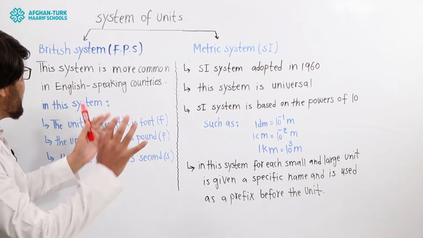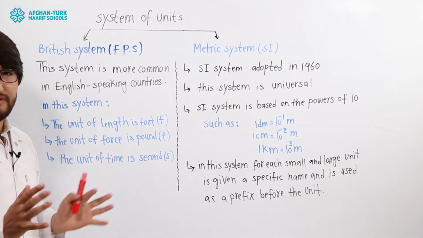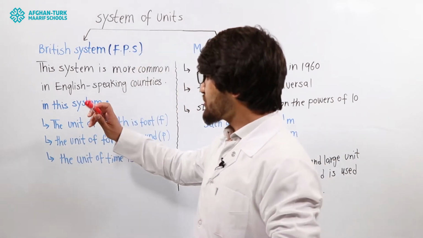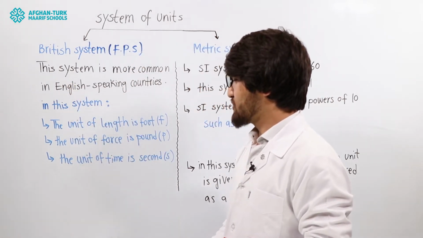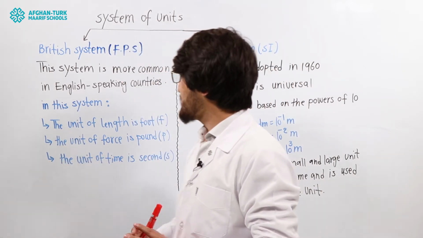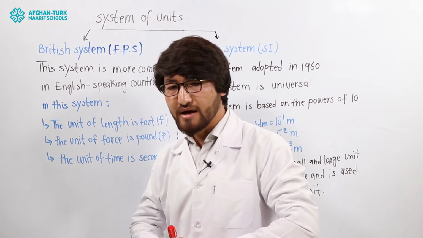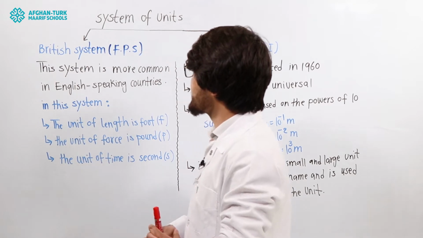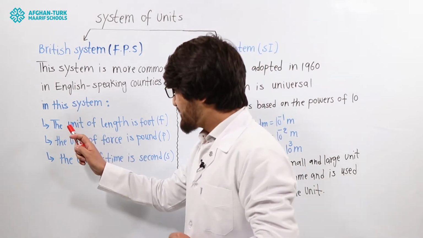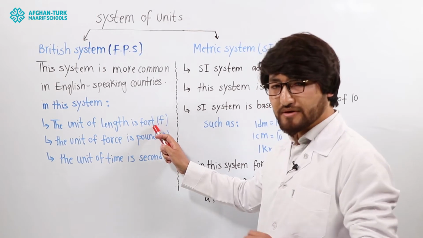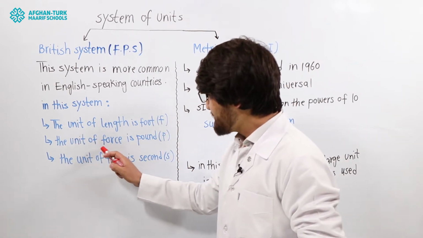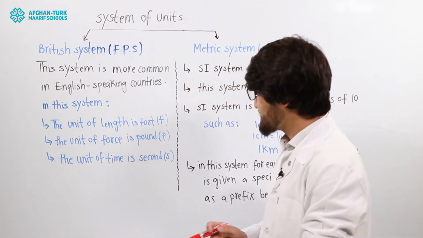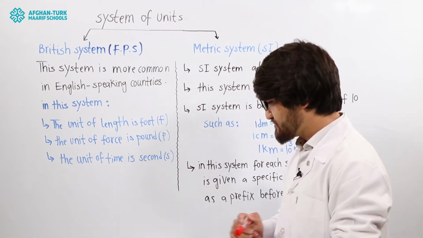Now, move on to the British system. What is the British system? This system is more common in English speaking countries. Some countries utilize this system, like Britain, like London. In this system the unit of length is foot, represented by F. The unit of force is pound, represented by P. The unit of time is second, represented by S.